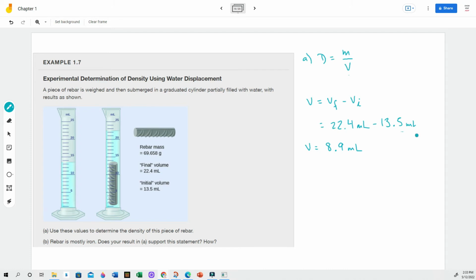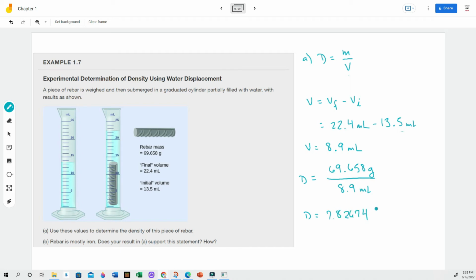Let's check our sig figs here. So we're doing subtraction here. We're looking at decimal places. Each of these numbers have 1 decimal place, so my answer should also have 1 decimal place, and you can see that it does. So my volume is rounded to the correct number of significant figures. Now let's calculate our density. We have our mass over here, 69.658 grams over 8.9 milliliters. So our density, we've got a lot of decimal places here.